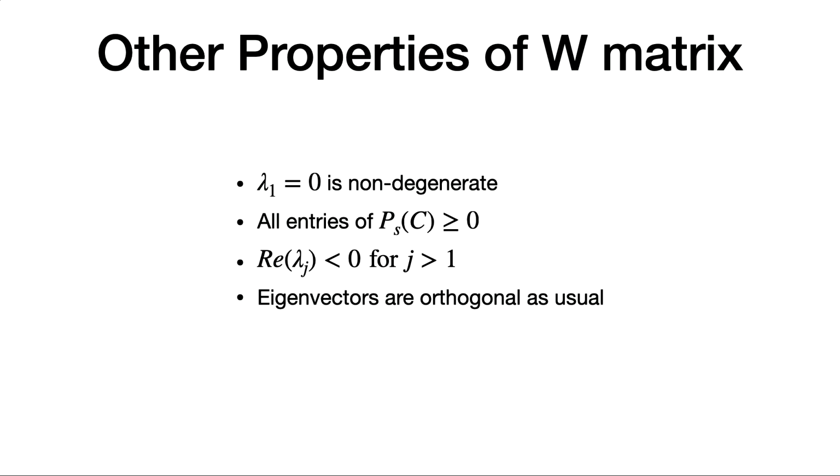All the other eigenvalues are negative. The real part is negative. So the largest eigenvalue is 0. And the eigenvectors are orthogonal.